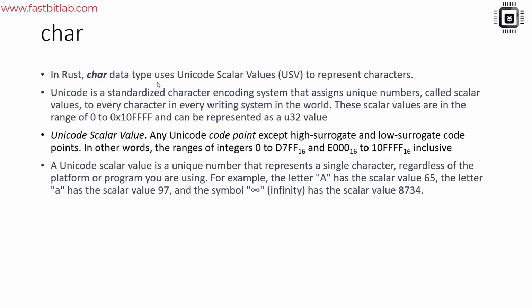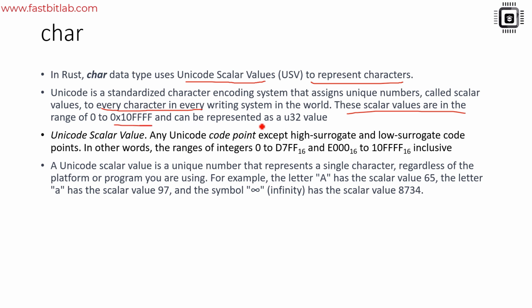Now let's explore the char data type of Rust. In Rust, the char data type uses Unicode scalar values to represent characters. Unicode is a standardized character encoding system that assigns unique numbers called scalar values to every character in every writing system in the world. These scalar values are in the range of 0 to this value.